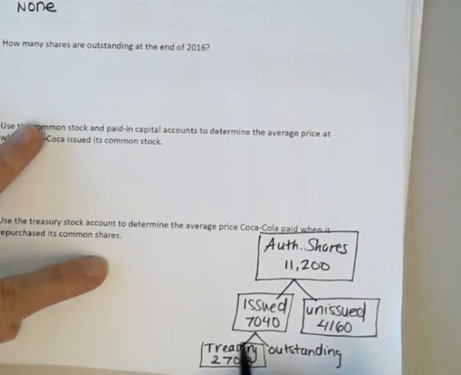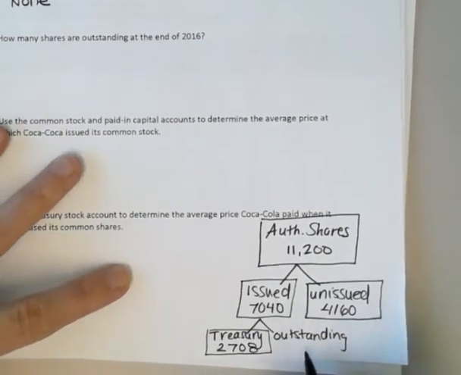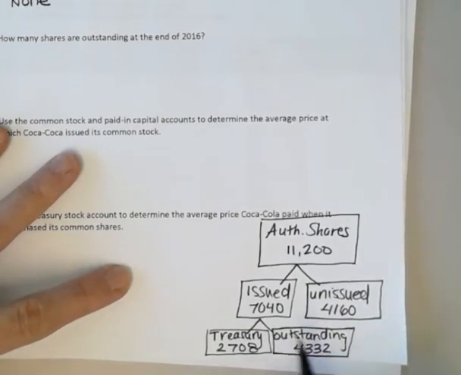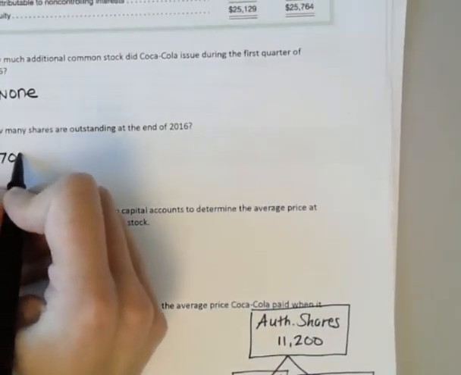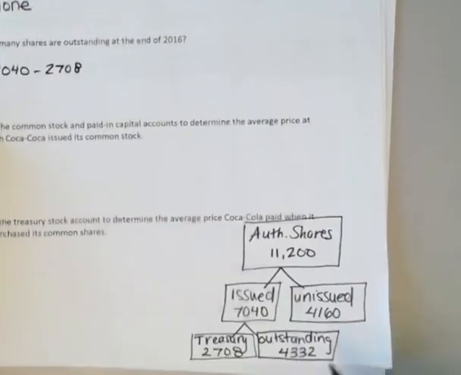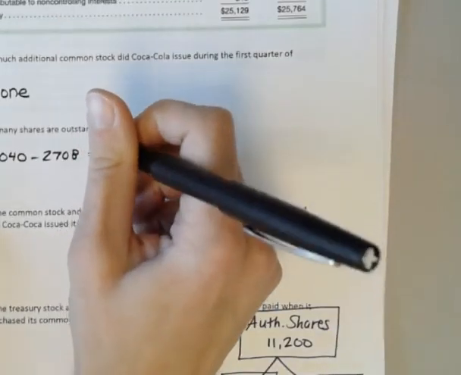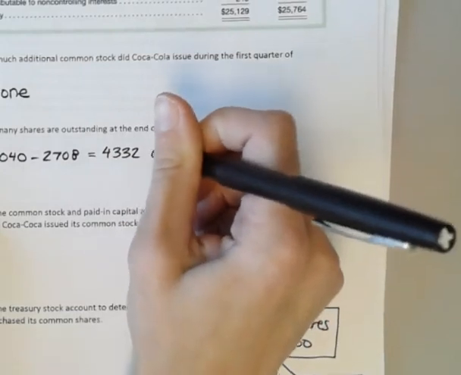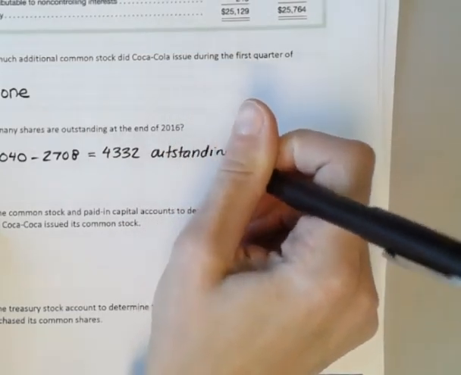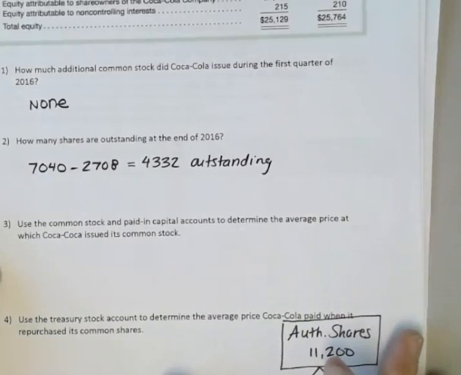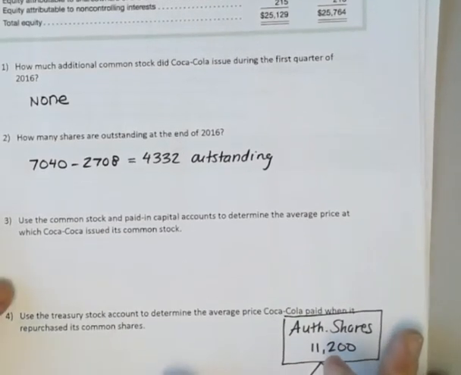So their treasury stock balance will be 2,708, which means their current shares outstanding must be 4,332, because they've only ever issued 7,040 of shares. They've repurchased 2,708 of these issued shares, which means if I take 7,040 minus 2,708, this will give me the amount of shares that are currently outstanding by shareholders during the period. So 4,332 are the current outstanding shares held by Coca-Cola shareholders.